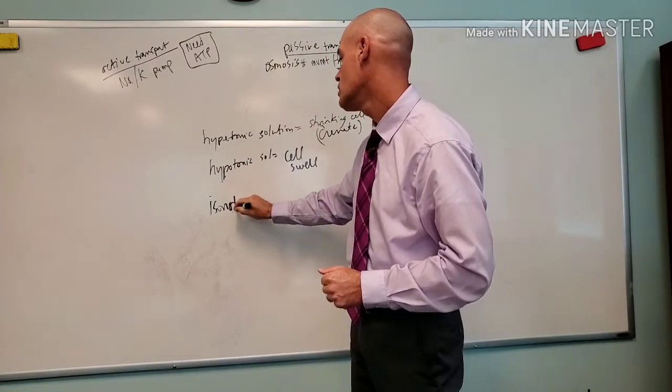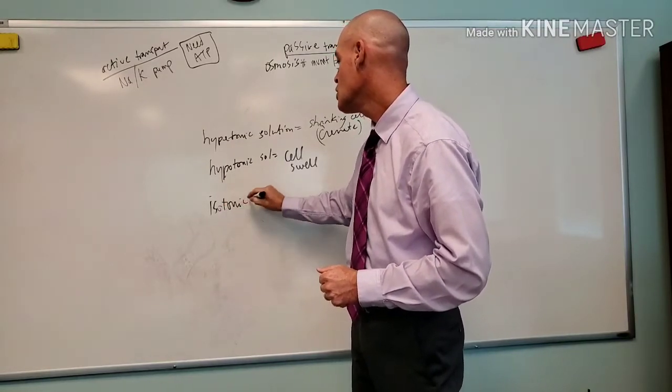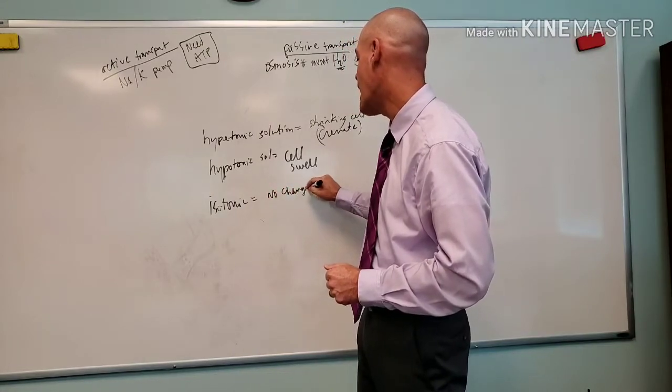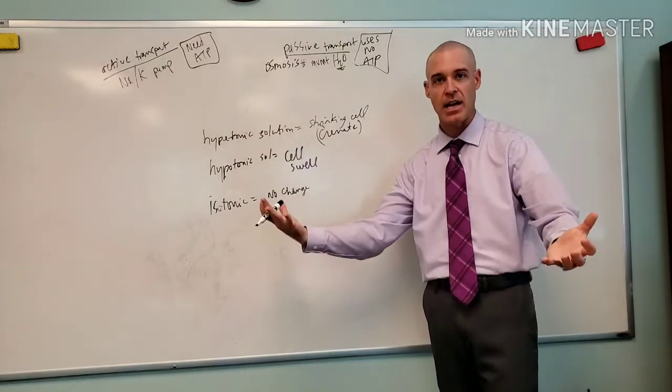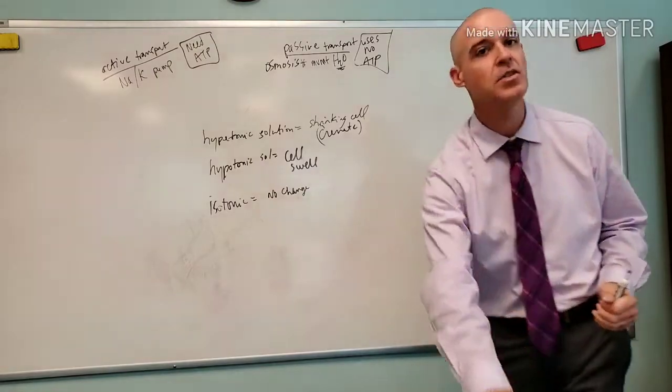An isotonic solution will cause basically no change. This is a perfectly balanced environment inside and outside the cell. Okay, so that's what we refer to as the tonicity of the cell.